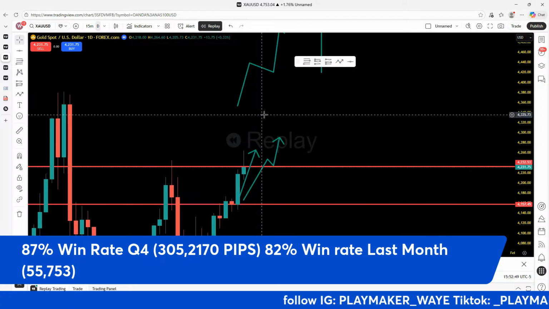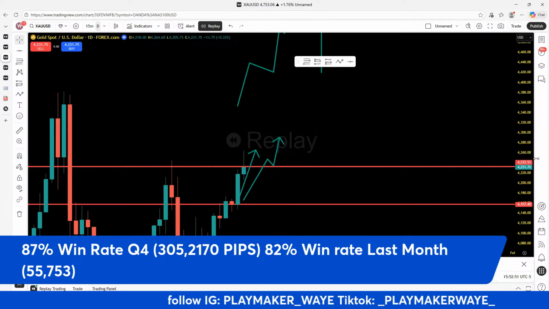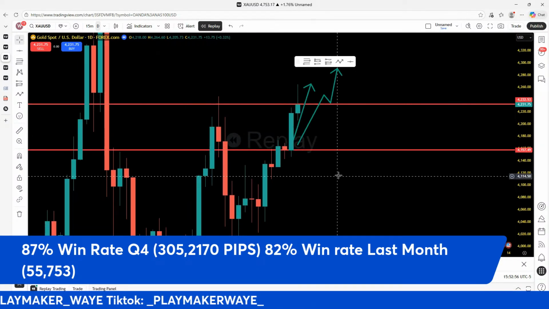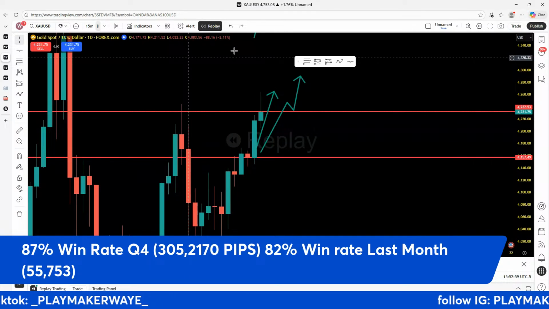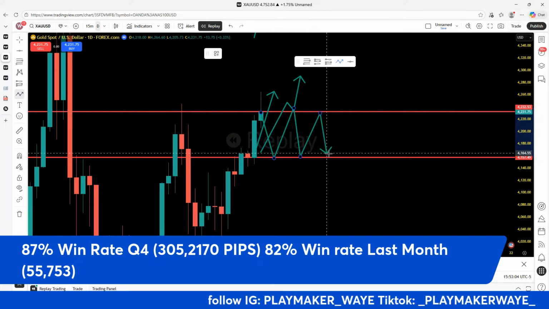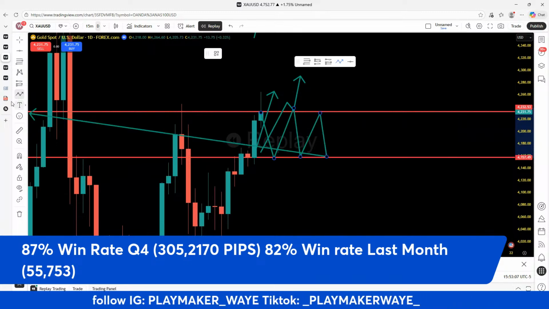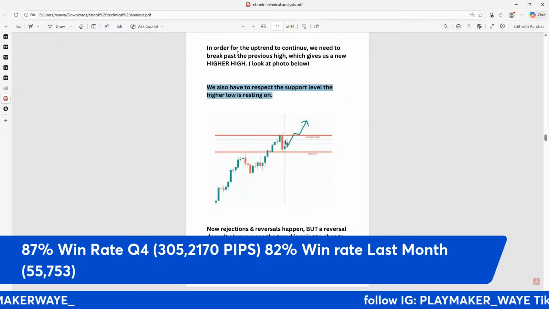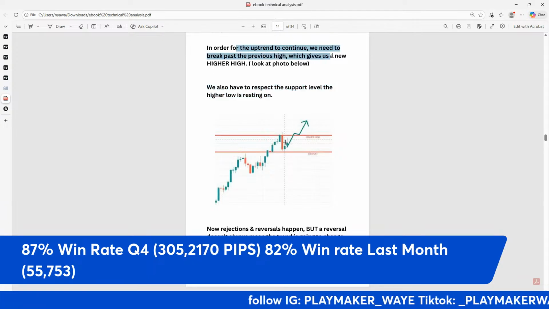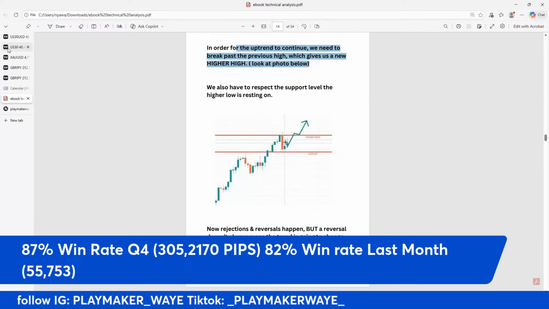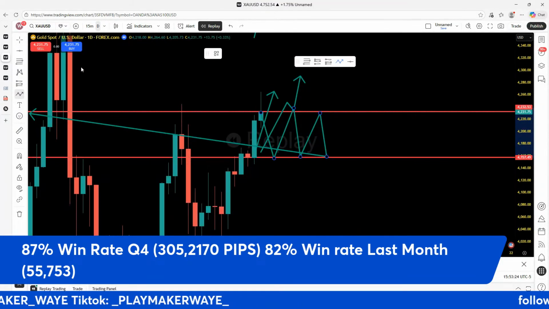Again, red does not mean sell, green does not mean buy. That's one of the biggest misconceptions on the internet. There's no such thing as bears and bulls, it's all bear and bullshit. So price can even retrace. It doesn't matter if it does this for a day, a week, a month. It doesn't matter if you get tired of seeing price do this, because what does the playbook say? It says we have to respect the support level the higher low is resting on. But at the end of the day, for the uptrend to continue, we need to break past the previous high, which gives us a new higher high. So we still need one of these two scenarios to play out.